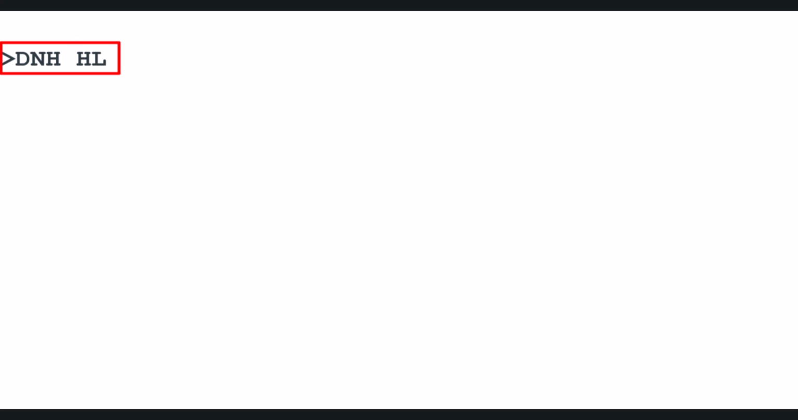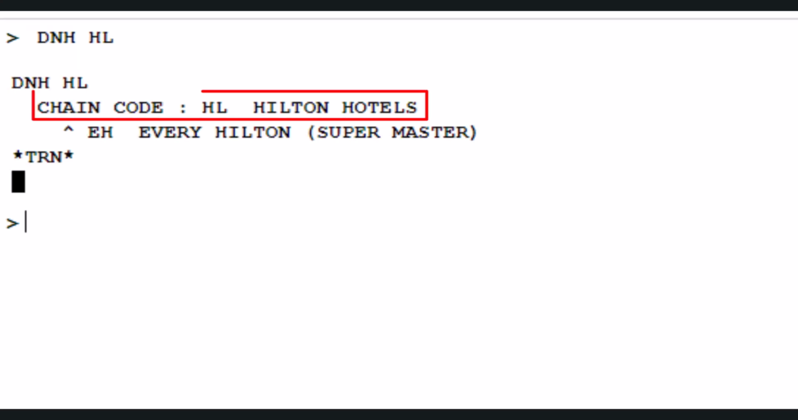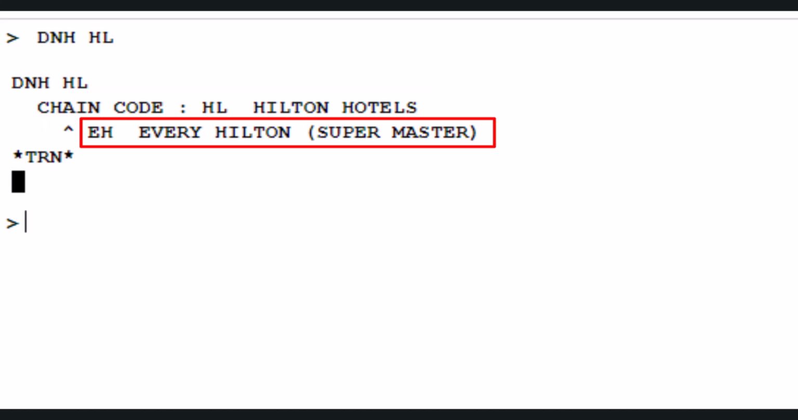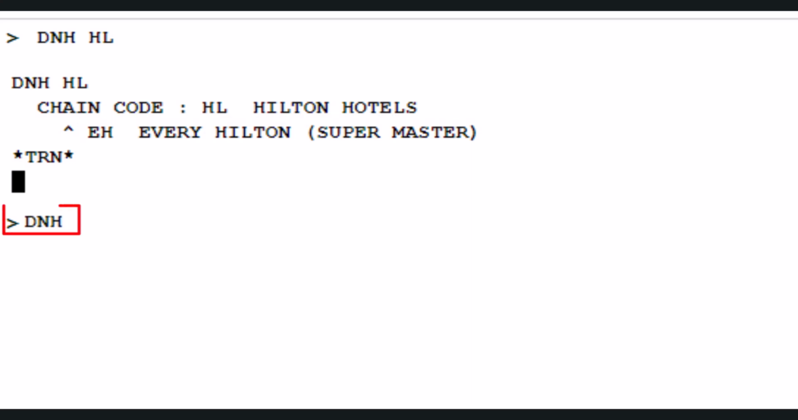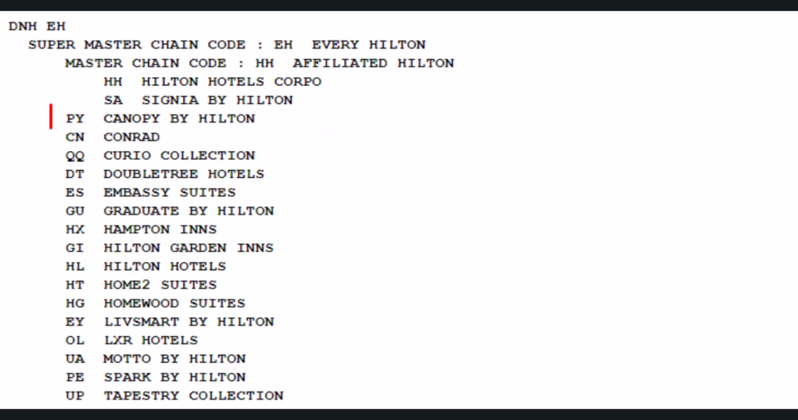Similarly, to decode a hotel chain's two-letter code, use the DNH transaction followed by the two-letter chain code HL, then press enter. This code represents Hilton hotels, which falls under the super master chain code EH, identified as every Hilton. To decode the master chain code, use the DNH transaction followed by the two-letter chain code EH, then press enter. Here are all the hotel chains under the umbrella of the Every Hilton master chain.